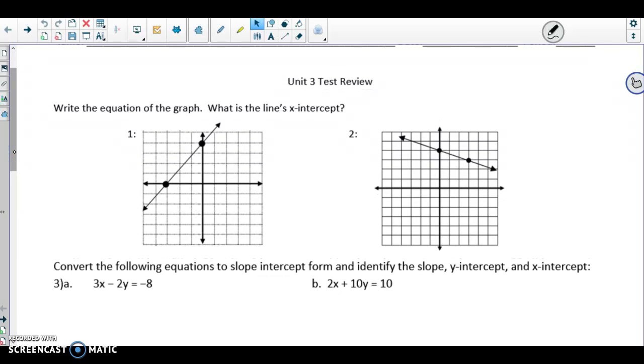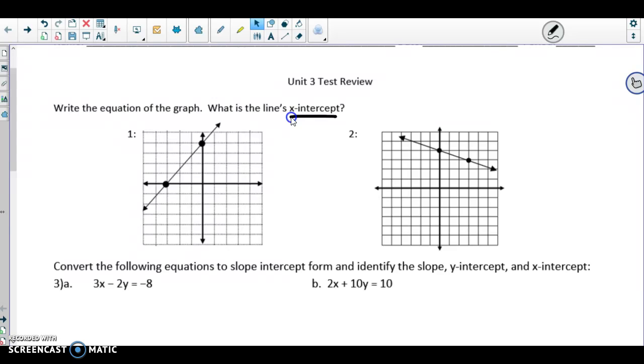This will be in two parts. So we'll do the front page on part one and the back page on part two because it is kind of long. Taking a look at the first one, it says write the equation of the graph that's given. What's the line's x-intercept? So we aren't looking for the y-intercept, we're looking for the x-intercept.